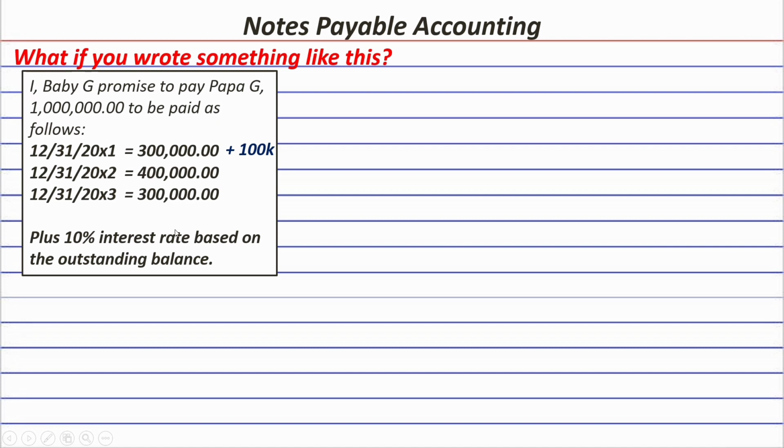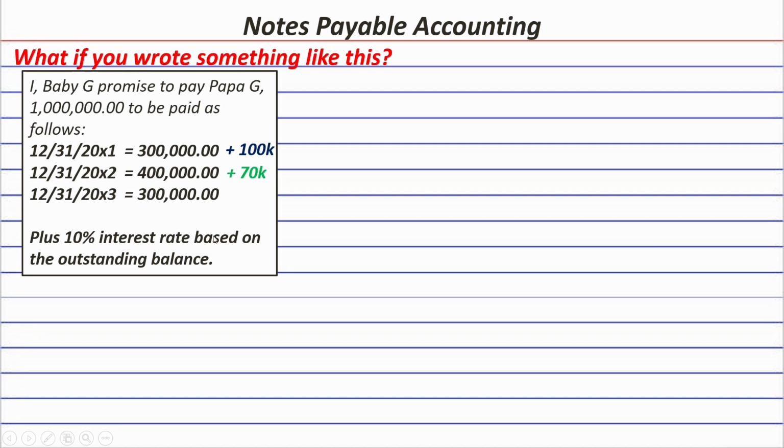Now, moving forward, in year 2, since the outstanding balance will now be 700,000. Why? Because the 300,000 was already paid at year 1. So 10% times 700,000 equals 70,000 as the interest for year 2. So, at the end of year 2, you are to pay 400,000 plus 70,000 interest or 470,000.